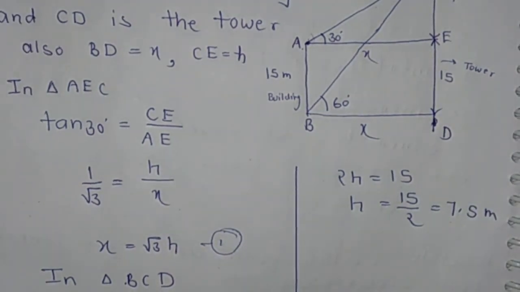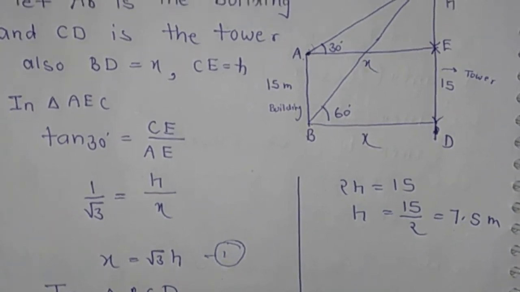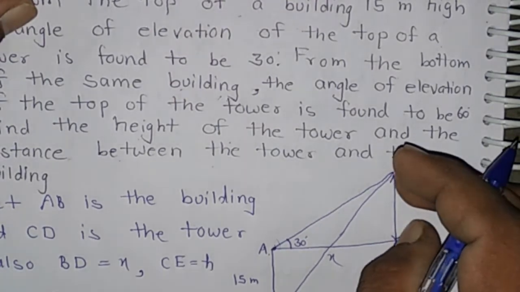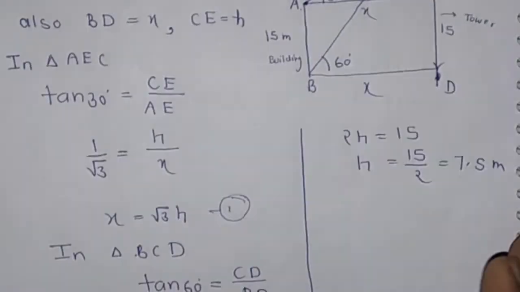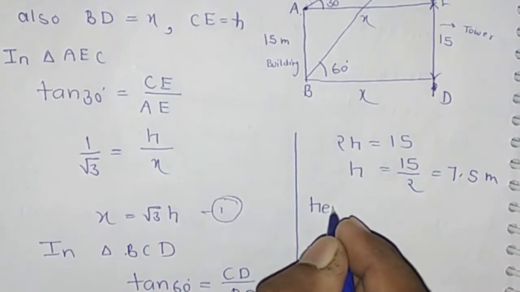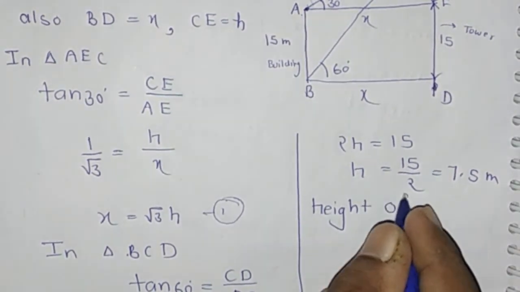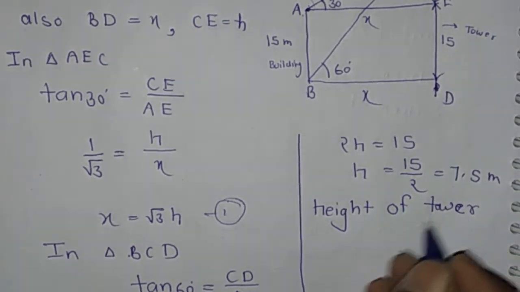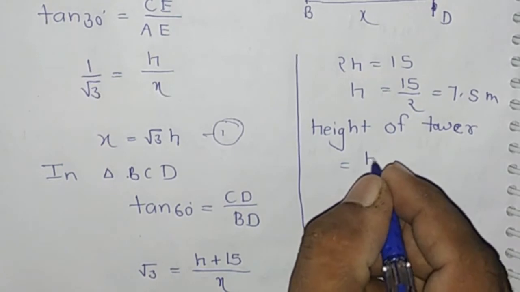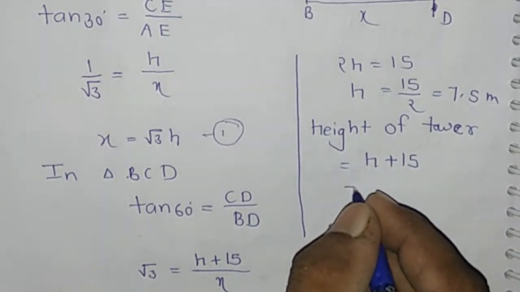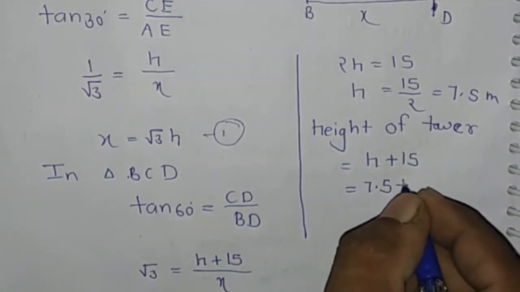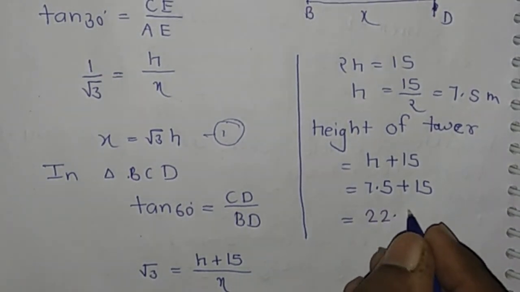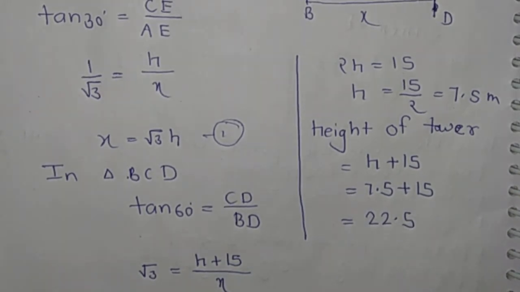It is value of H, but we have to find the height of the tower. Height of the tower is the sum of CE and ED. CE is H and ED is 15. H plus 15, H is 7.5, it is 15, then 22.5. It is answer.